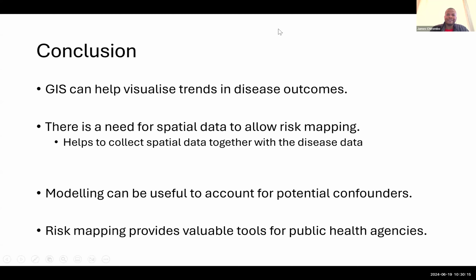Thanks so much, James. Thanks for walking us through that introduction to GIS and risk mapping and some of the key concepts. I will hand straight over to Samuel Omara, who is a GIS specialist at the GIS Centre for Health at WHO. Samuel, I know you're having some internet issues. Are you able to share your screen and speak?